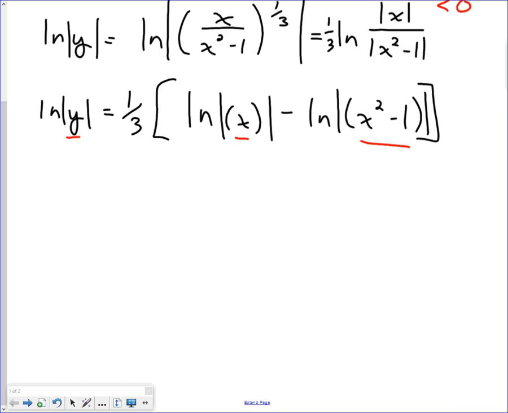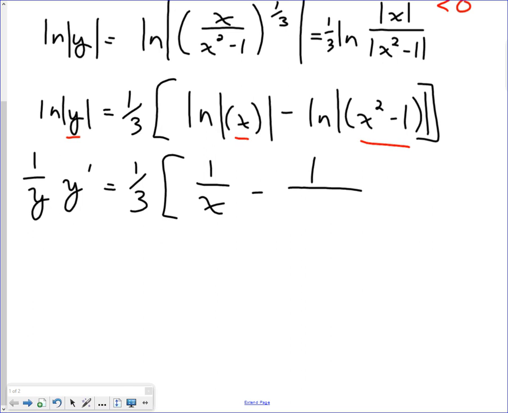So we can take the derivative of ln of the absolute value of y, which is 1 over y times y prime, because y is a function of x. We're going to keep our constant up front. We're going to take the derivative of each term inside here. The derivative of ln of the absolute value of x is just going to be 1 over x. The derivative of ln of the absolute value of x squared minus 1 is going to be 1 over x squared minus 1 times 2x.